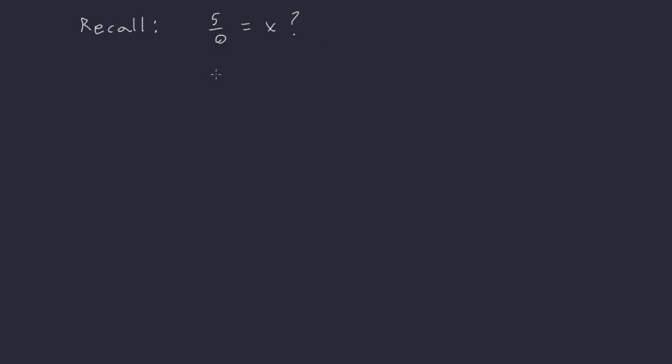Alright, if you remember this little equation that we were looking at originally, this 5 over 0 equals x, that's equivalent to trying to solve this equation that 0 times x equals 5. Okay, so this is, of course, undefined. There's no solution.